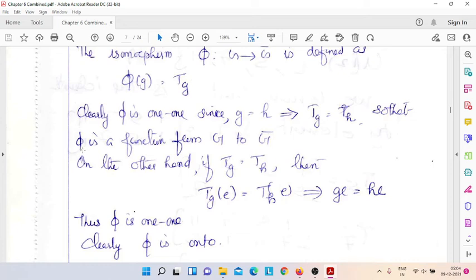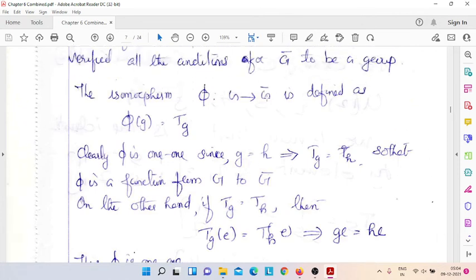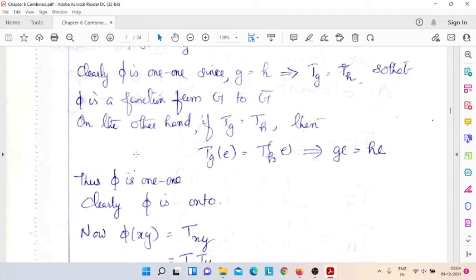And then phi is onto. Phi is a function from G to G bar onto, because every function available here is derived from a member of G. So that member is related to the function present in G bar. That itself says that the function phi is onto. Next.